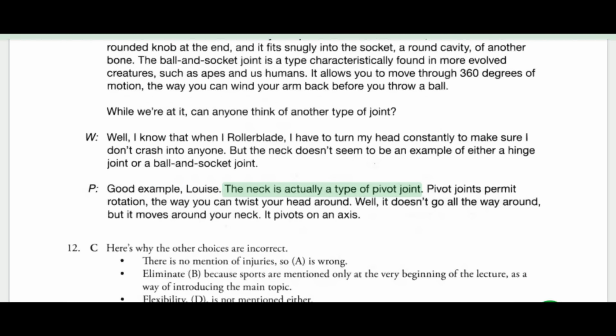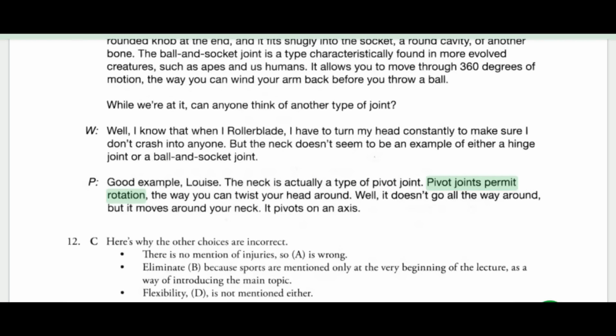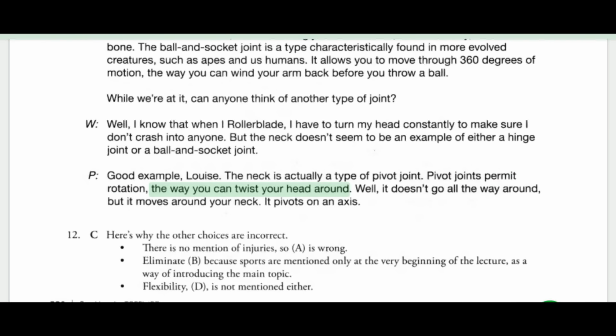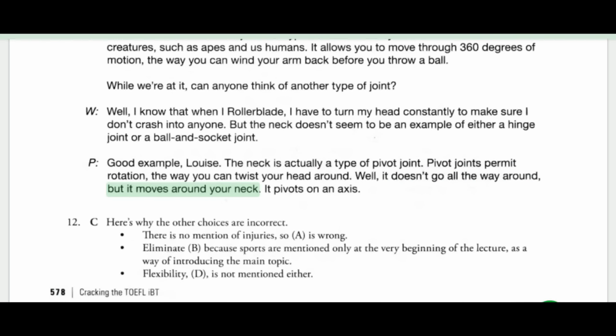The neck is actually a type of pivot joint. Pivot joints permit rotation, the way you can twist your head around. Well, it doesn't go all the way around, but it moves around your neck. It pivots on an axis.